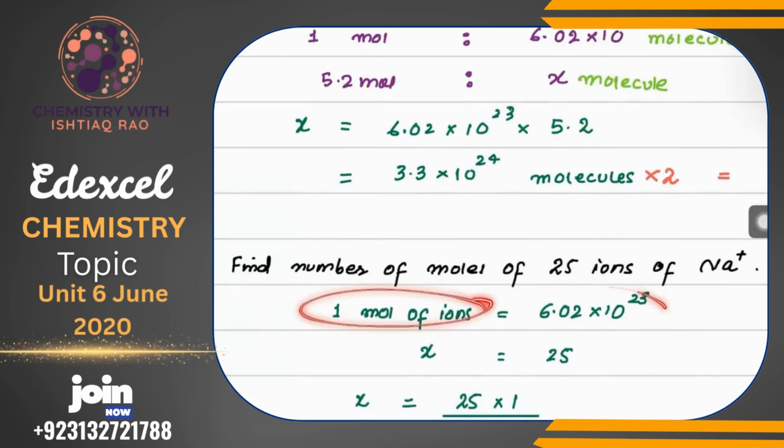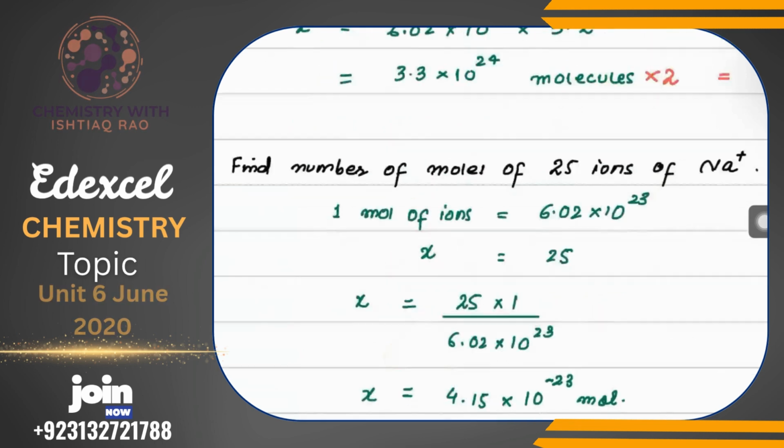1 mole of ions contains this many ions. So if I have 25 ions, how many moles would I have? Again, I have to cross multiply this, isn't it? The same thing. Nothing is new in this. Hopefully you are getting my point, what I'm saying. Can you hear me? Yes, sir. Yeah, okay.